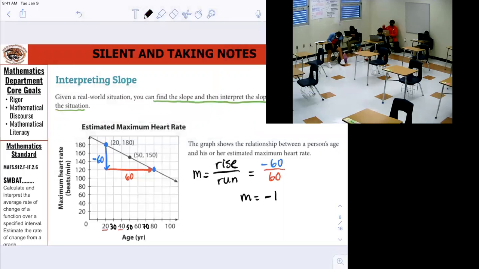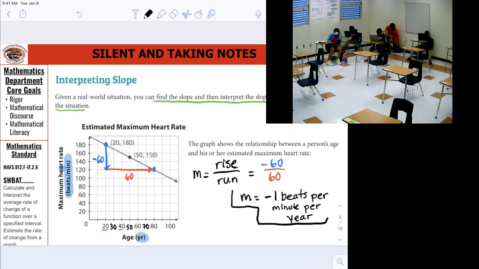Now, what are my units in this scenario? Age to heartbeat. Age, yeah. Maximum heartbeat per year? Yeah, heart rate per year. So this one's a little bit tricky, but let me show you what we have to do here. So we have beats per minute and year. So for this, it would be -1 beats per minute per year. There's kind of 2 pers. It's a little bit weird, but I'll explain what that means.